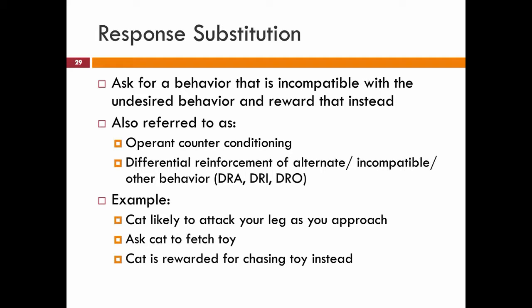So you'll see those initials there. And again, this is where the terminology sometimes gets confusing, which is why I list these other potential names out for you. Example could be the cat who likes to run up and grab your leg as you're approaching or walking down the hallway. Instead, how about we ask that cat to go catch a toy? And the cat has the toy tossed, the cat runs to get the toy, and catching the toy at the end of the hallway is getting reinforced because it's a fun thing to do, rather than grabbing the person's leg.